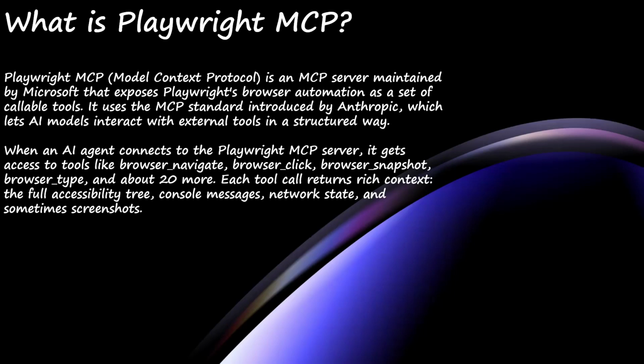Each tool call returns rich context: the full accessibility tree, console logs, network states, and screenshots as well. So this is about Playwright MCP. The token consumption is very high, somewhere around 5,000 to 8,000 tokens in Playwright MCP per session.